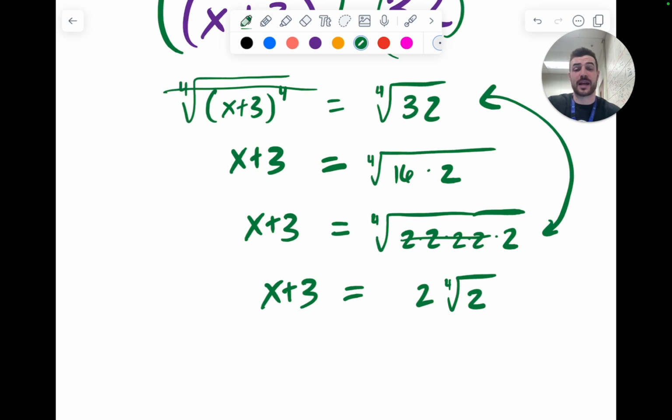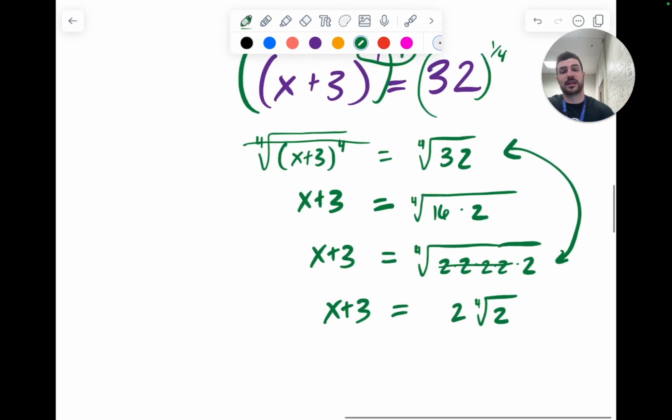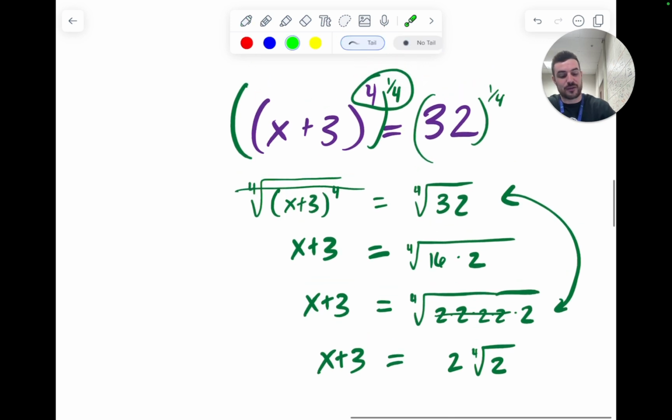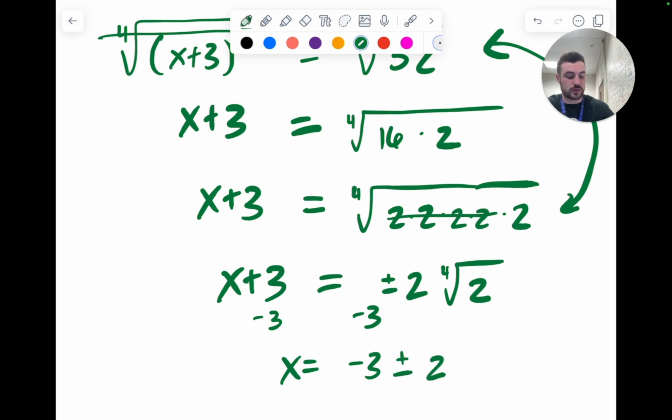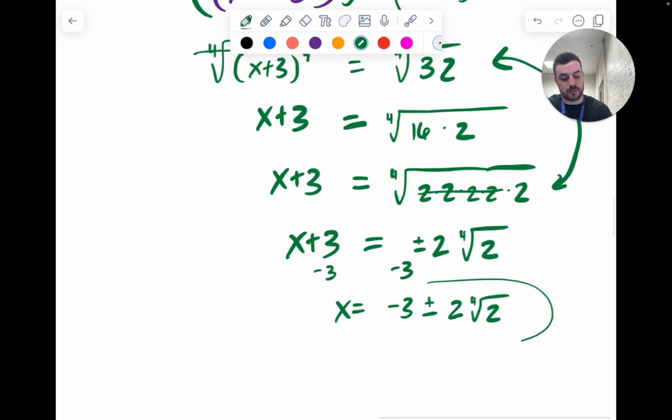Now the last thing I'm going to have to do is remember, first of all, because this is an even power and I am simplifying and solving, I'm going to need a plus and a minus here. What that means is when I subtract my 3 over, I get x equals -3 plus or minus 2 times the 4th root of 2. And now this is going to be my answer.